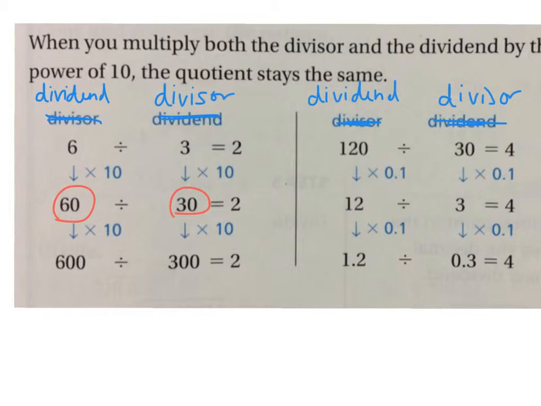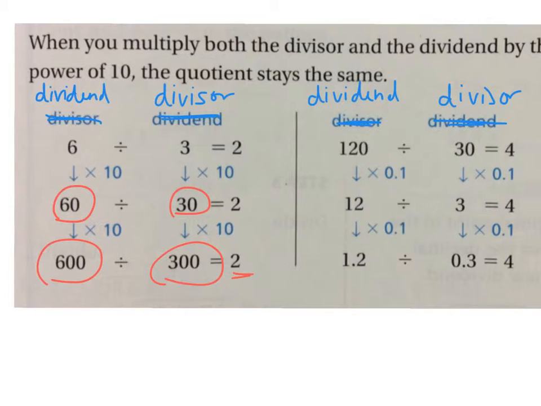Okay, let's try multiplying by 10 again. 60 times 10 is 600, and 30 times 10 is 300. And the quotient is still 2. When I multiply the divisor and the dividend by the same power of 10, my quotient will always stay the same.